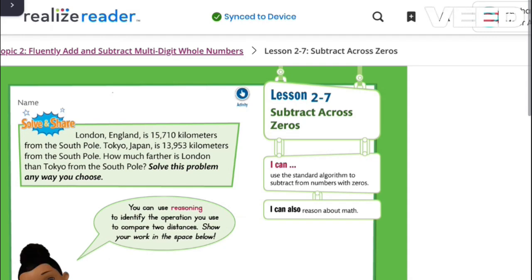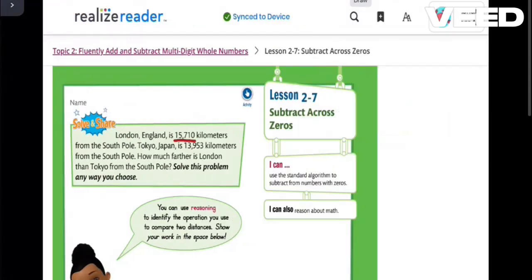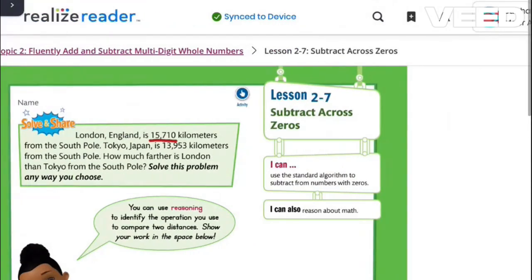Okay, now under Solve and Share, it says London, England is 15,710 kilometers from the South Pole. And then it says that Tokyo, Japan is 13,953 kilometers from the South Pole. How much farther is London than Tokyo from the South Pole?